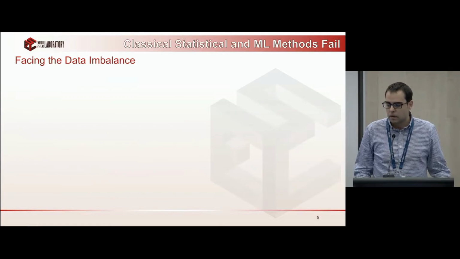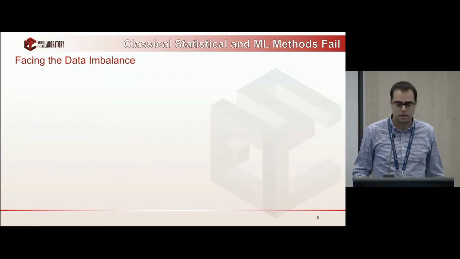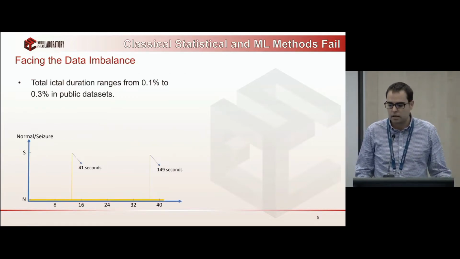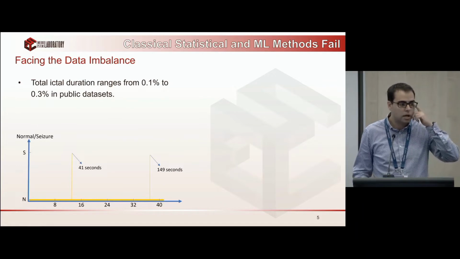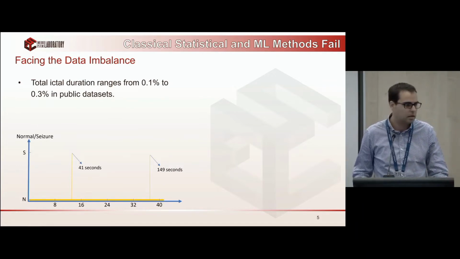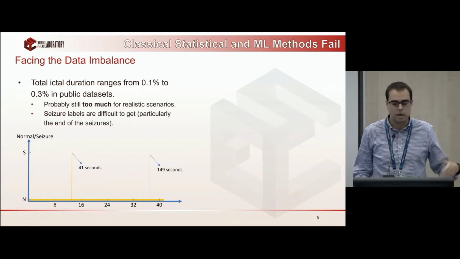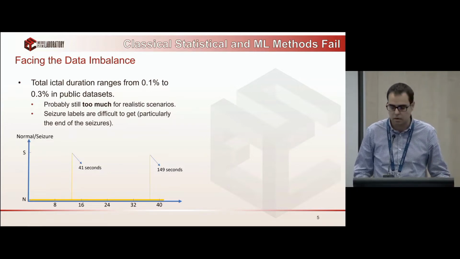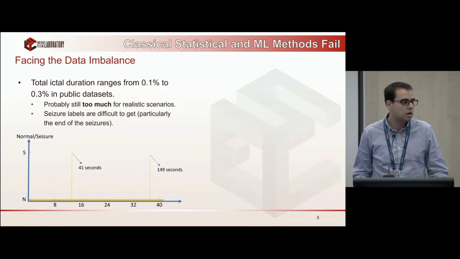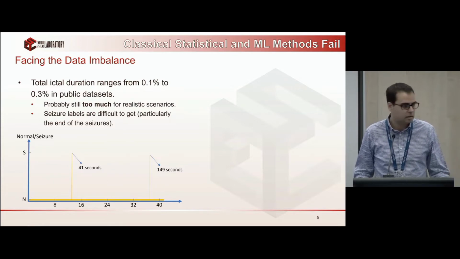So how do we deal with this huge data imbalance? If we take a look at the available data sets, the ictal duration ranges from 0.1% to 0.3% in common data sets. And maybe this is still too much for realistic scenarios. Maybe the real distribution is still lower than this. And seizure labels are very difficult to get, and particularly the end of the seizures. We all know that.